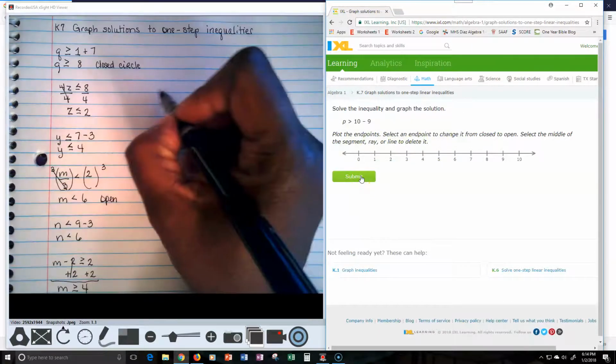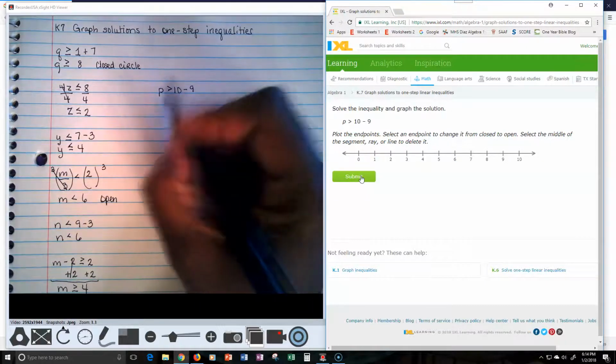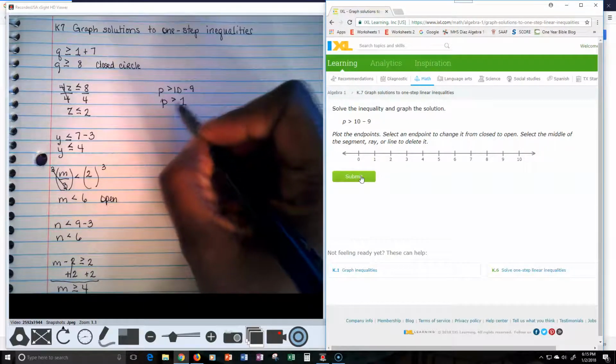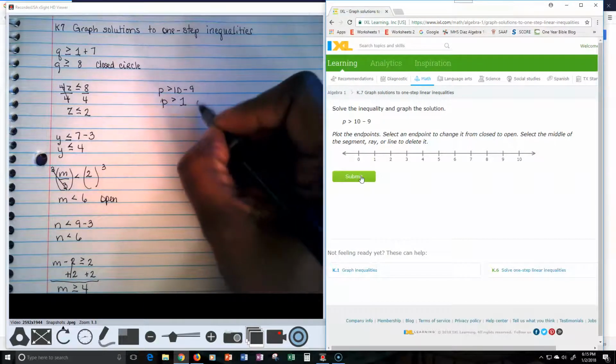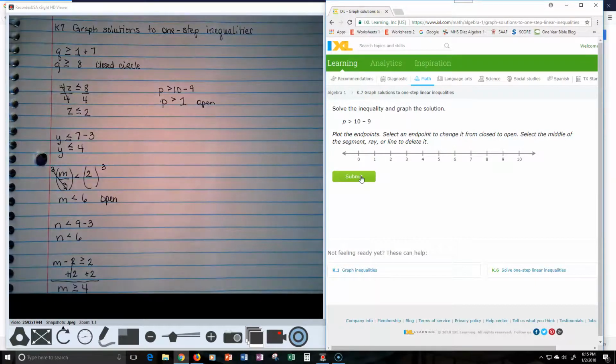Now we have p is greater than 10 minus 9. Well, p then would be greater than 1. This is an open circle because we don't have the equal sign under the inequality symbol. So we're comparing p to 1, and we're saying all values of p are greater than 1. So I'm going to open my circle at 1, and I'm going to point my arrow in the direction of every number that's bigger than 1.